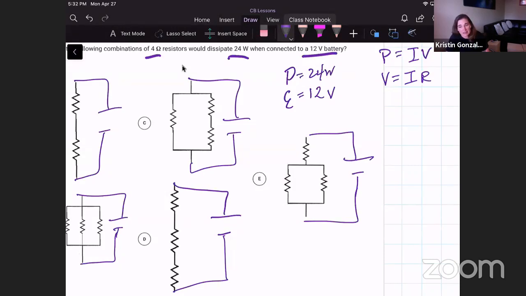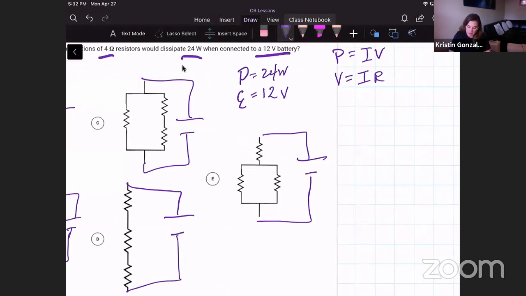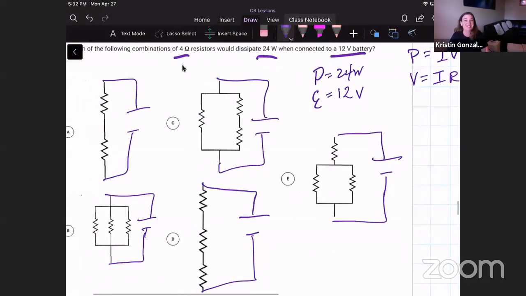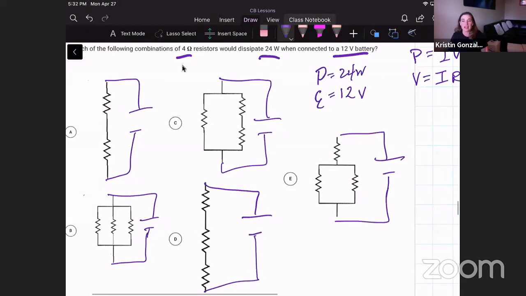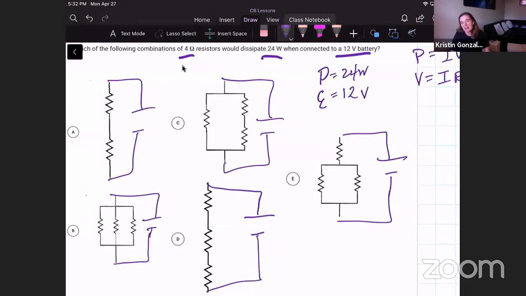So if we're looking at the battery and the EMF, and we want the total power in the circuit to be 24 watts, and we have a total voltage, or a potential difference, of 12 volts, well, if I know 2 things, I can find a third. So let's look at, would current help us here, or would resistance help us more? Well, if we have a group of resistors, current probably isn't going to help me. That's going to be an extra step. I really want to deal with the resistances here.